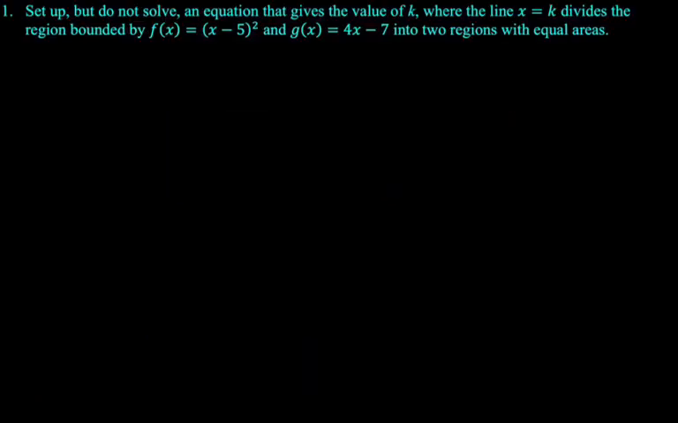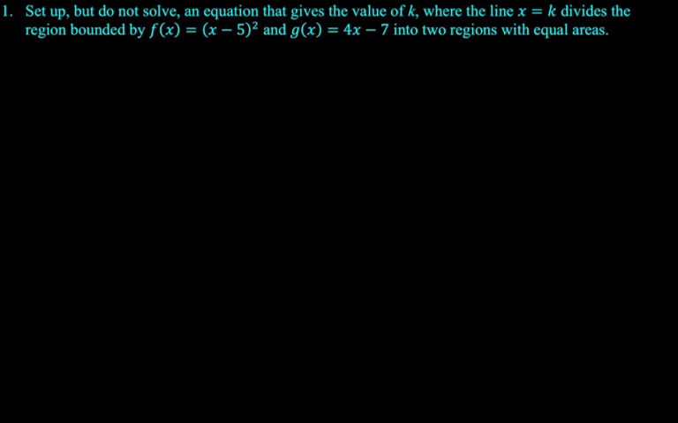So number one, set up but do not solve or evaluate an equation that gives the value of k, where the line x equals k divides the region bounded by f of x equals the quantity x minus 5 squared and g of x equals 4x minus 7 into two regions with equal areas.